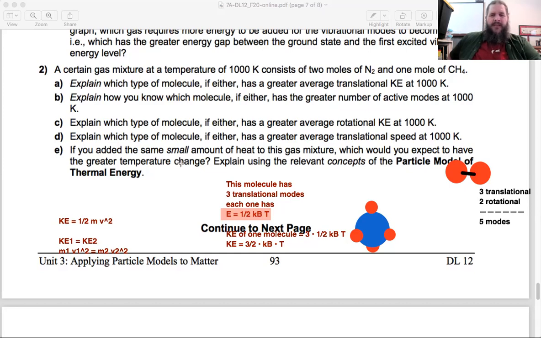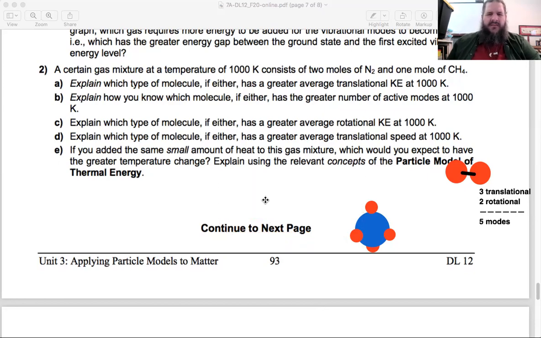On the other hand, if we did add heat to each substance separately, then the number of modes would make a big difference there. Because if you're adding the energy to, actually, let's take a quick look at the number of modes. Let's assume for the moment that everything is active, which is not quite true at 1,000 Kelvin, but let's suppose we're at a much higher temperature, so all the modes are active.